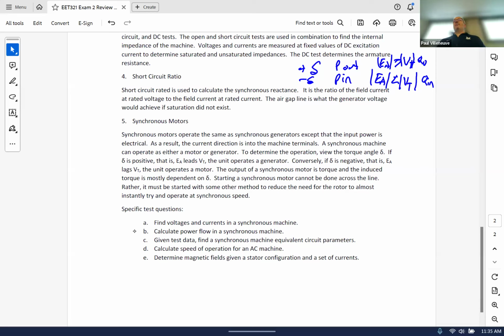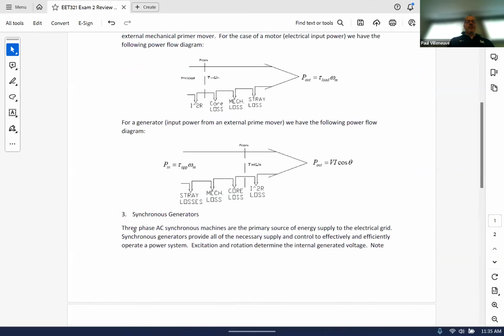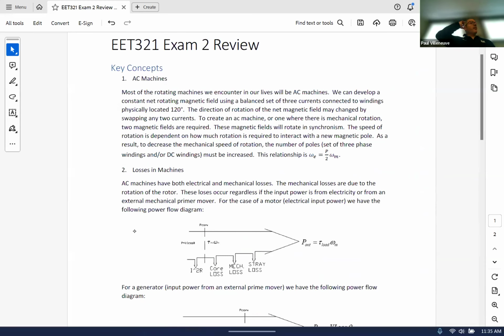Calculate speed of operation. That's basically pole pairs, right? How many pole pairs? So including that, if I divide by the number of pole pairs? Do I multiply by the number of pole pairs, etc.? And then determine magnetic fields given a stator configuration instead of currents. That's how we did all that stuff here, right? Where we had that rotating magnetic field. So being able to use your hands and being able to add things vectorially to get results. So make sure you know how to use your hands and make sure you know how to add things vectorially. And that's what's going to be the exam.